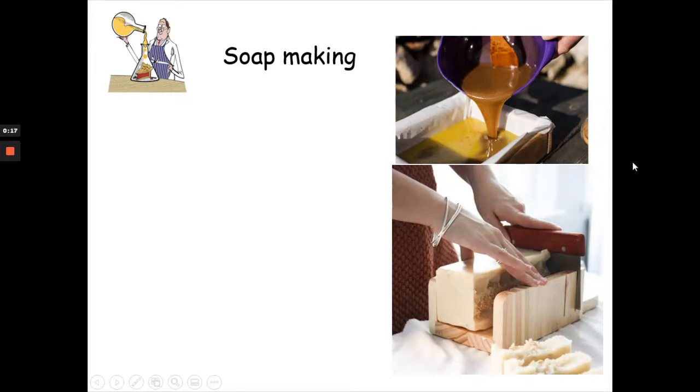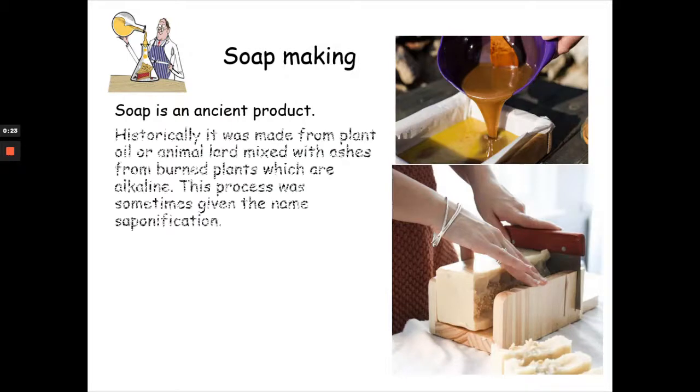Soap making is actually a remarkably simple process, and it's been done since ancient times. Soap's an ancient product. The basics of soap making is that you take edible fat or oil. So soap can be made from plant oils like palm oil, coconut oil, olive oil, or it can be made from animal lard, although that isn't done so much nowadays.